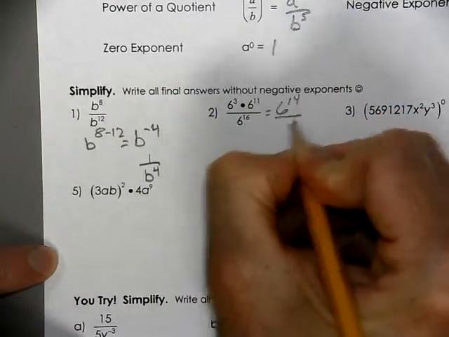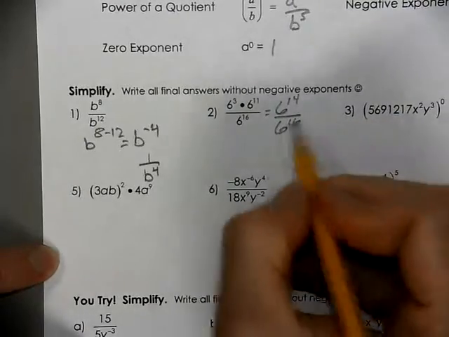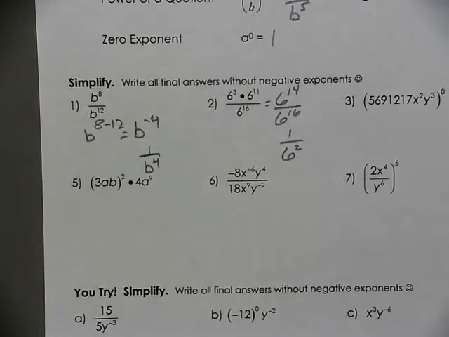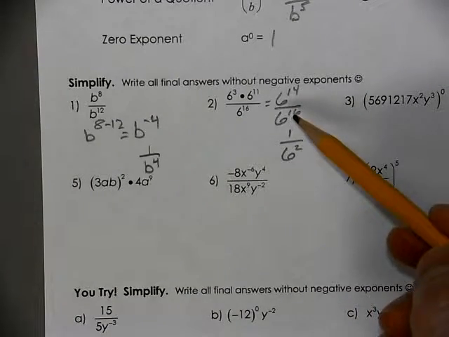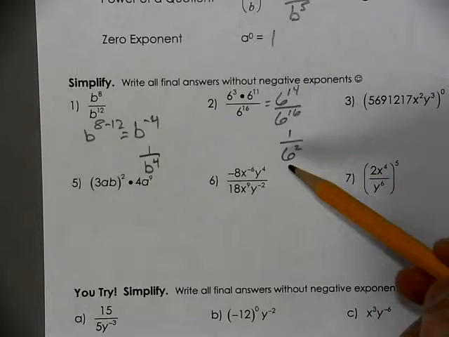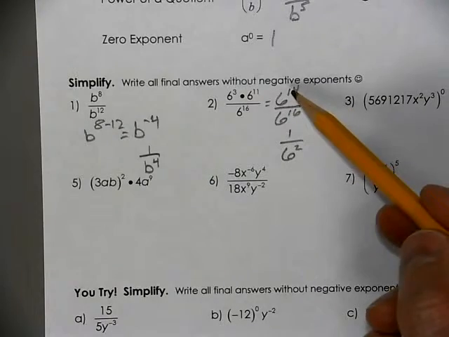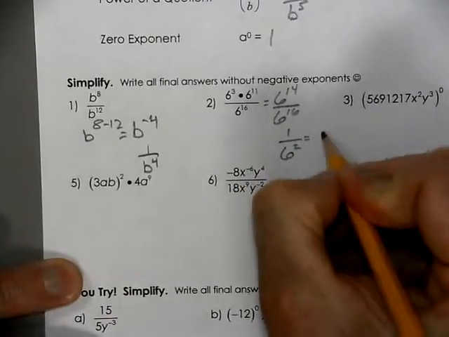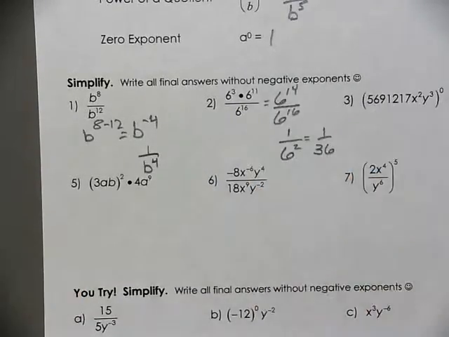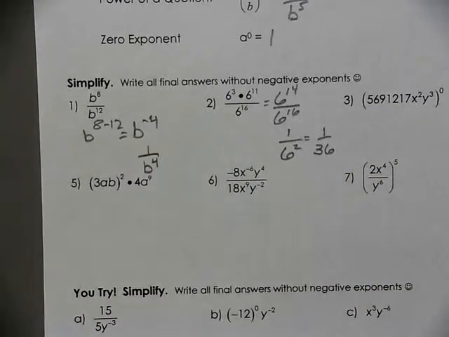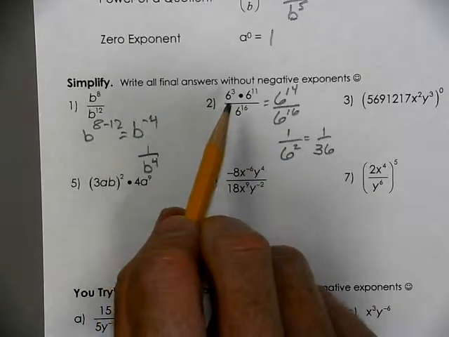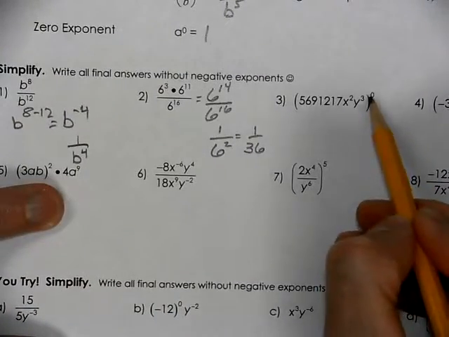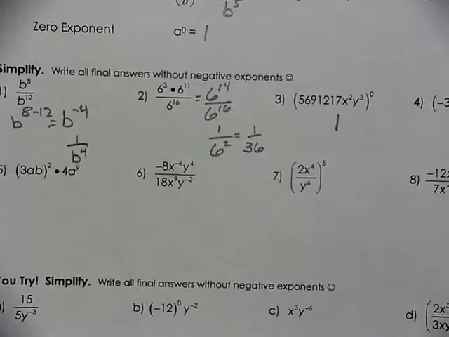6 to the 14th. Then we're going to subtract. You have more 6s on the bottom than you have on the top. You have 2 extra. 14 minus 16 is negative 2. It belongs in the denominator. And that's easy enough to tell us that that's 1 over 36. Notice we didn't use our calculator to calculate that all out, get a decimal, and convert it. Anything raised to the 0 power is always 1.